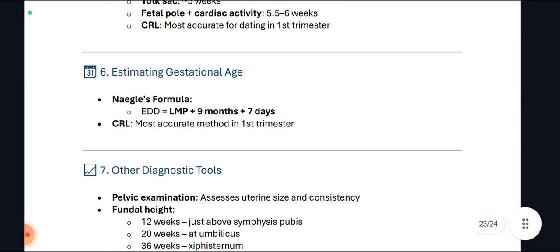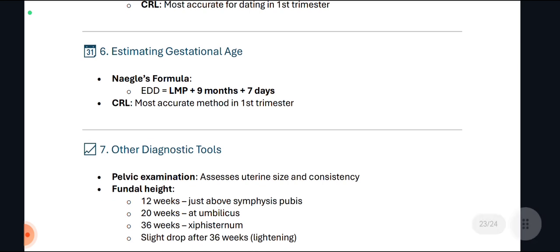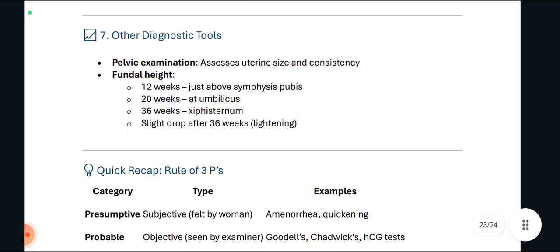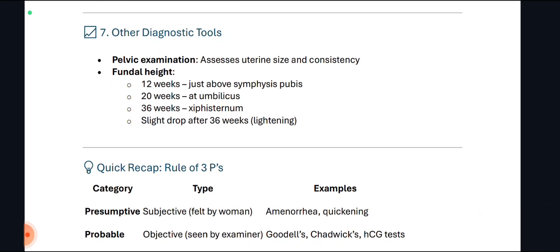Okay, now estimating the gestational age is done by Naegele's formula. The expected date of delivery is calculated by adding 9 months and 7 days to the first day of the last menstrual cycle experienced by the female. Also, for gestational age in the first trimester, the best method is crown rump length. What can be the other diagnostic tools? There can be pelvic examination done to assess uterine size and consistency.